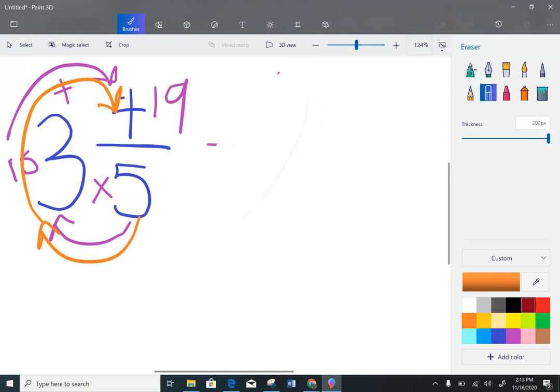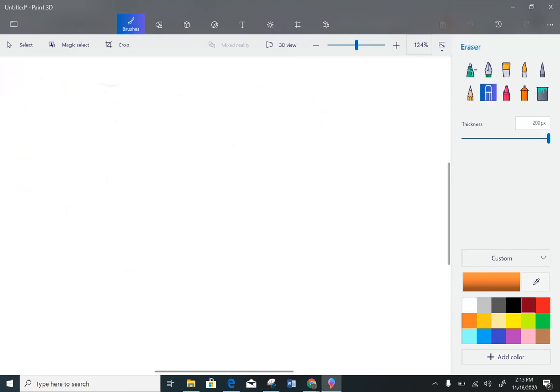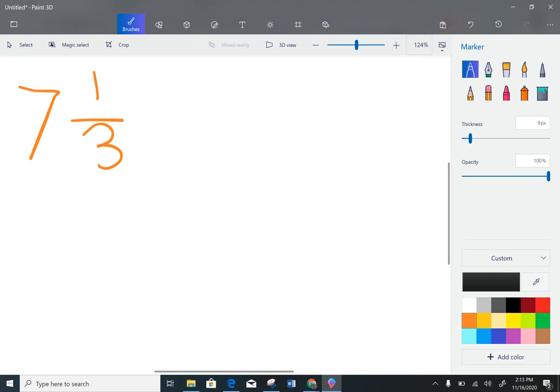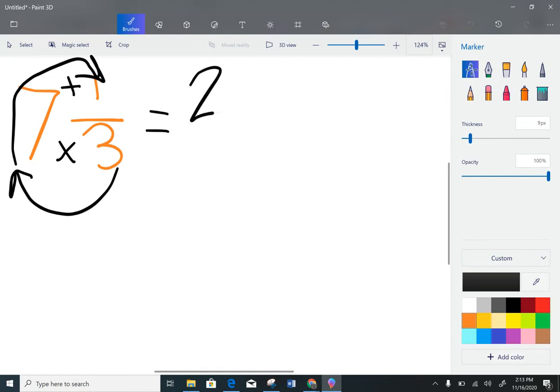So let's try another one. If I have 7 1/3, I want to multiply around the bottom and get 21, and add my top and get 22. So 22/3.